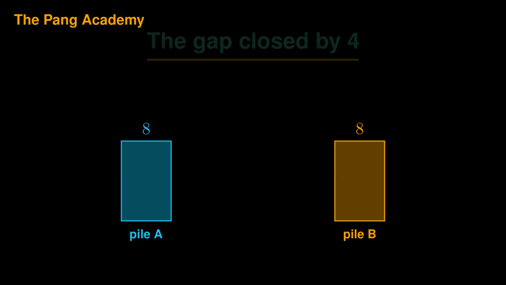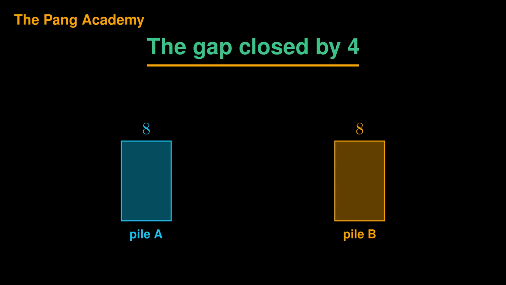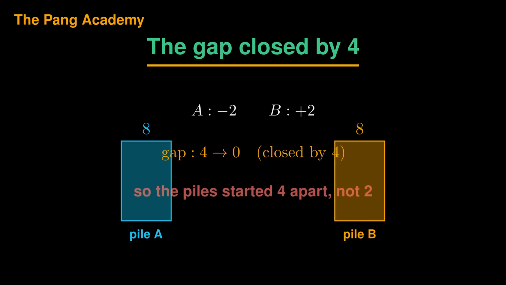Moving 2 did 2 things at once. It took 2 off pile A, and it added 2 onto pile B, so the gap did not shrink by 2, it shrank by 2 plus 2, a full 4, from 4 down to 0. For the gap to close all the way down to 0, it must have started at 4 in the first place. So pile A began with 4 more than B, not 2. The 2 you moved was never the difference. It was only half of it because it worked on both piles at once.